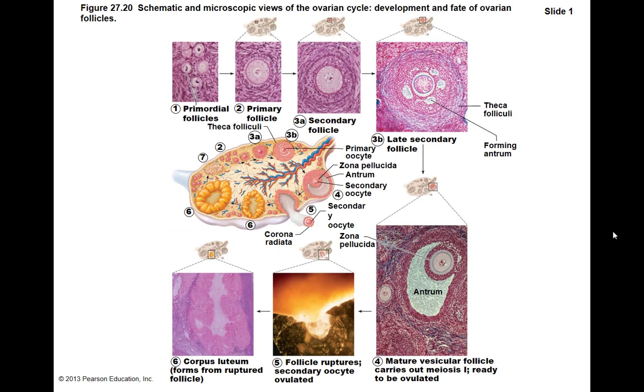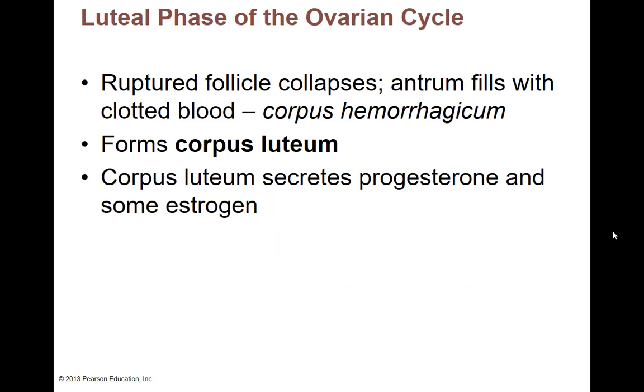So if you notice, the cells are really, really tiny. And then it released the egg. These tiny little cells start to get really big and fat. And this is now the corpus luteum. It is this structure minus the egg and really fat cells. What that corpus luteum will do, it will secrete progesterone and some estrogen to help maintain pregnancy.